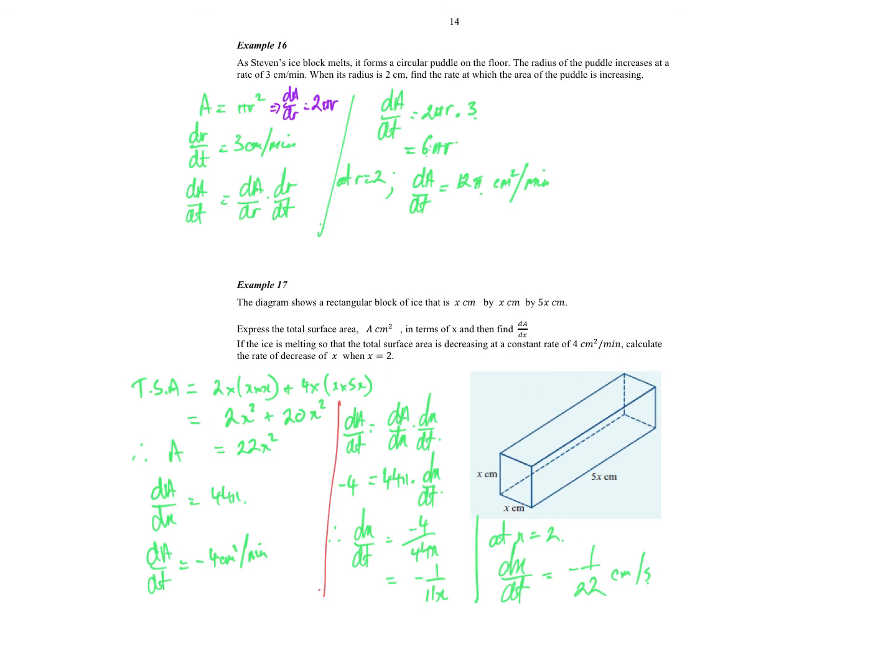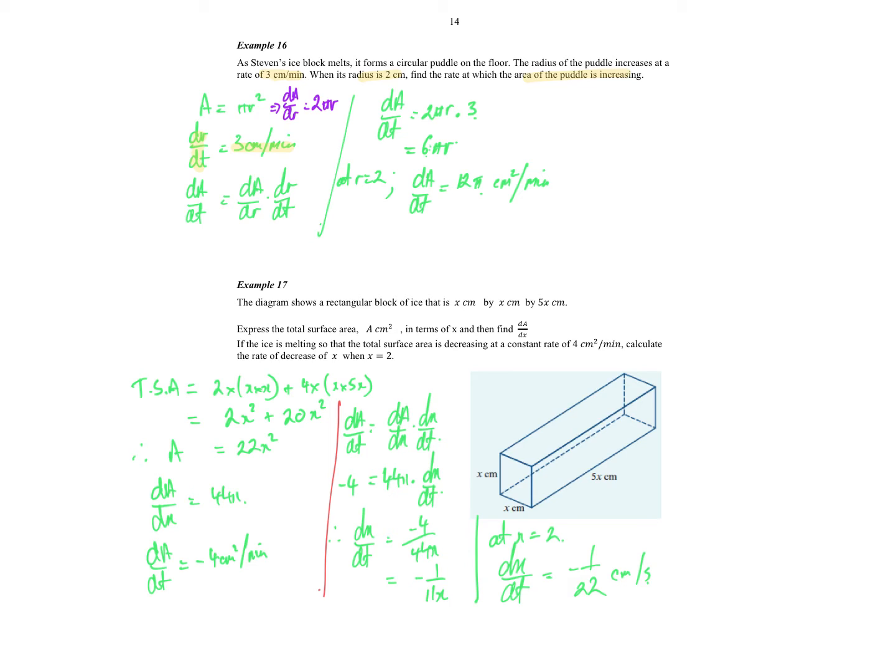Let's keep working through. If we look at example 16, it's again a typical sort of example. We've got an ice block melting. It forms a circular puddle as they do, and the radius of the puddle increases at a steady rate of 3 centimetres per minute. So the radius is increasing centimetres per minute, so dr/dt is 3, or 3 centimetres per minute. When the radius is 2, how is the area changing?